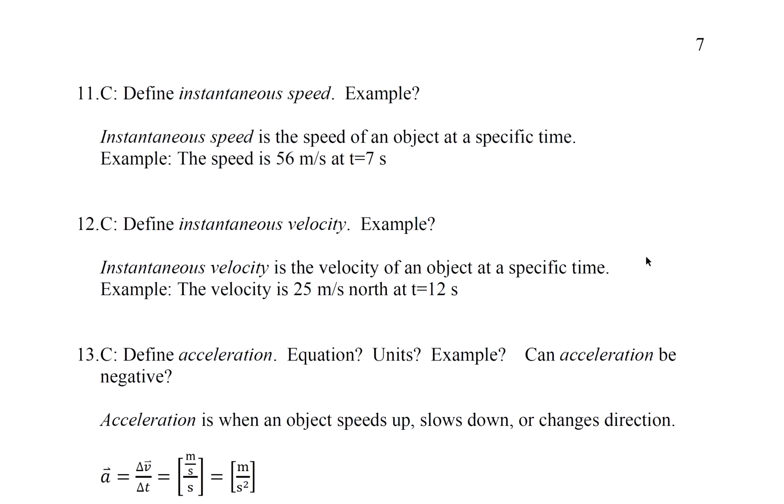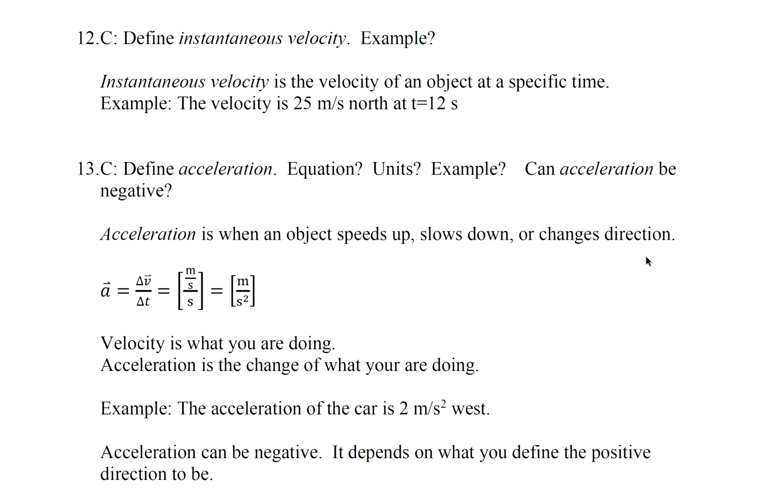Question 11, define instantaneous speed. That's the speed of an object at a specific time. Question 12, define instantaneous velocity. That's the velocity of an object at a specific time.